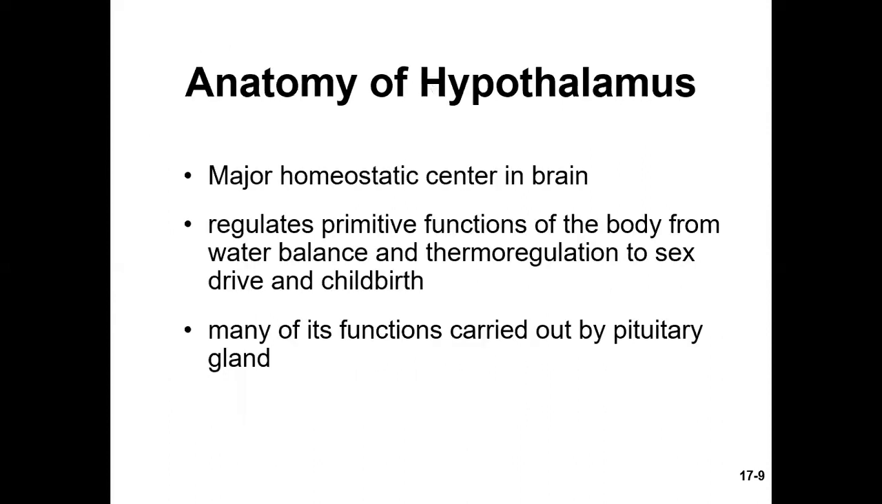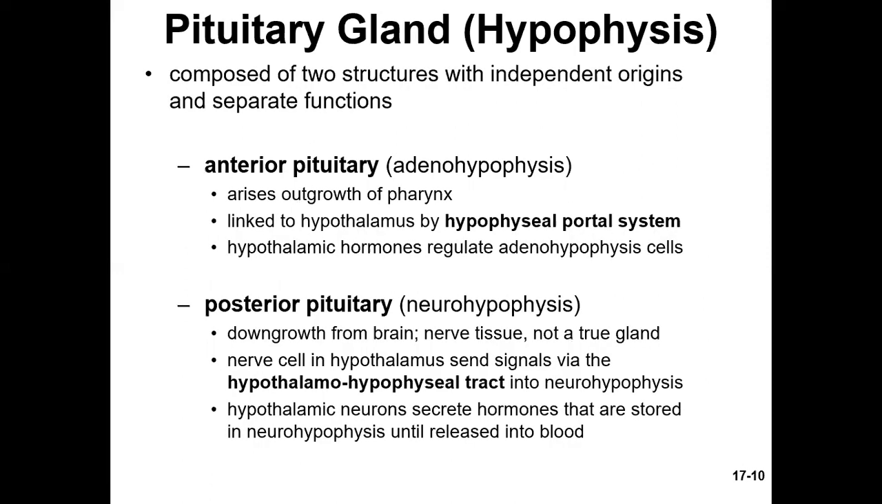When we talk about the endocrine system, we have to talk about that hypothalamus. Remember, it's under the thalamus or under that portion of the diencephalon, and it's responsible for regulating more of the primitive functions of our body. So water balance, thermoregulation, sex drive, and childbirth. The hypothalamus will give direction to the pituitary gland. So the pituitary gland is called the hypophysis. Now it has two divisions, an anterior division called the adenohypophysis and a posterior division called the neurohypophysis.